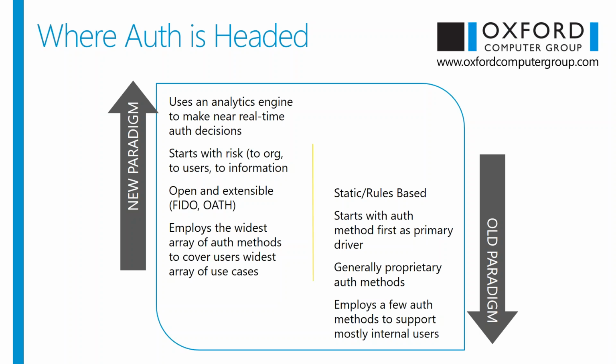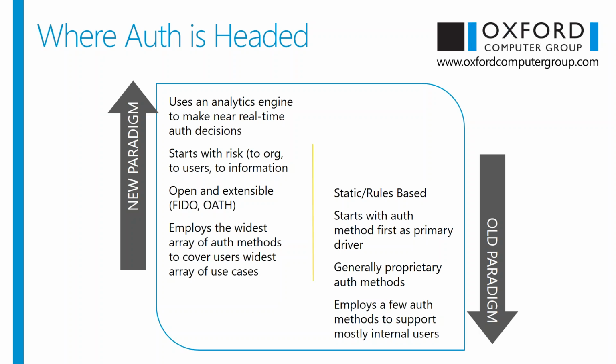Start off to the right. The old paradigm, which has already been pretty much flushed down memory lane, but just in case anybody's holding on with both hands onto that paradigm, or maybe has an old school IT manager or IT group: static rules-based authentication where one size fits all. The classic example is everyone who wants to get onto the VPN has to be issued a token. Static, that's gone, right? Also, starting with the authentication method as the first and the primary driver is also gone.